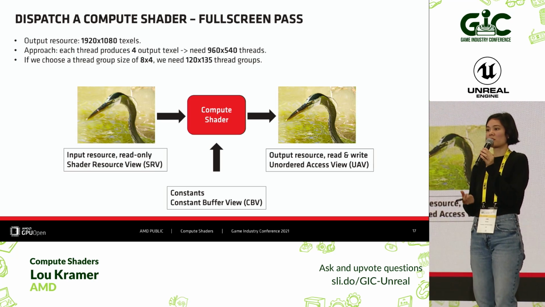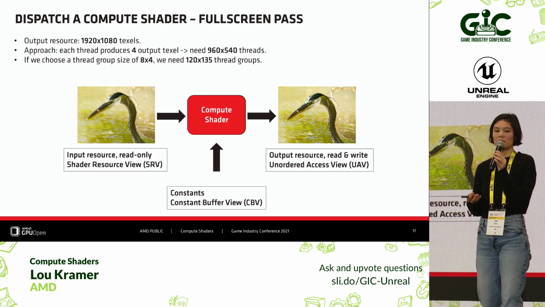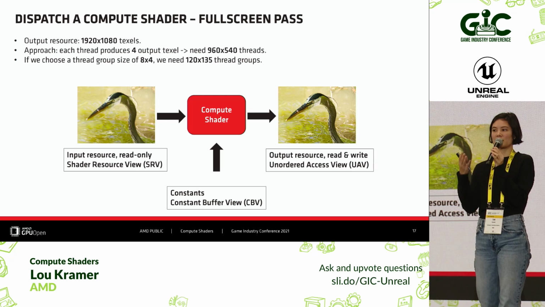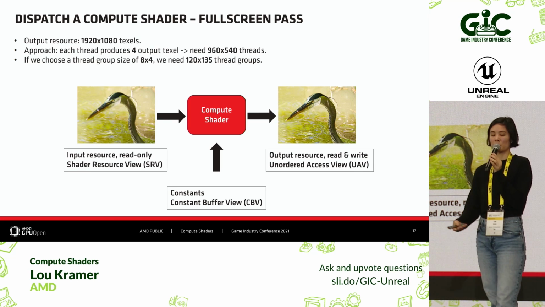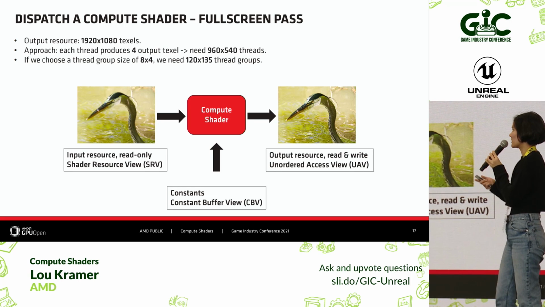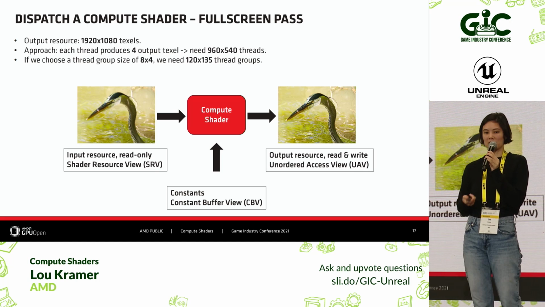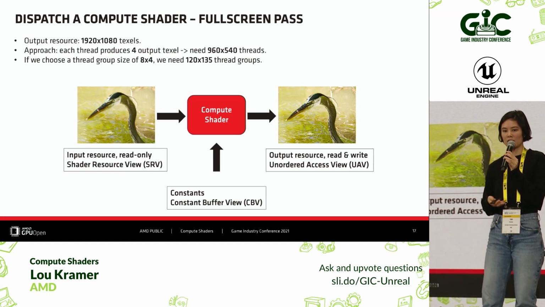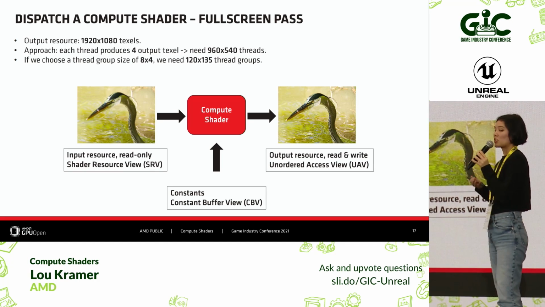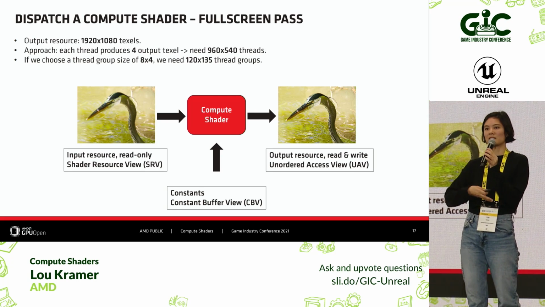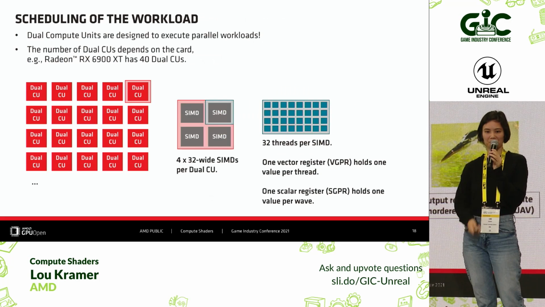Now we can also change the thread group size itself. We can say, we don't want 8 by 8, but we want thread groups of 8 by 4. But we still want, in total, the same amount of texels to be computed, so we need more thread groups. So you can play around with it. And it's not random how you choose these numbers. They potentially have an influence on performance, because they basically determine how your workload gets distributed to the GPU.